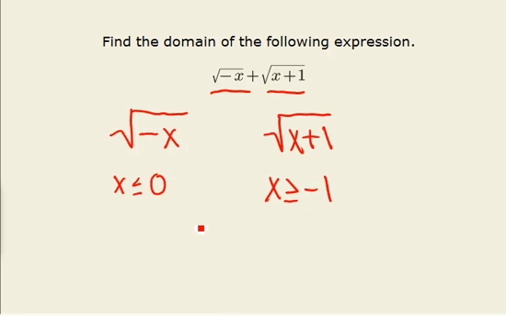So looking at these two things and piecing them together, we can say that negative 1 is less than or equal to x, which is less than or equal to 0, and that will be our domain for the expression.